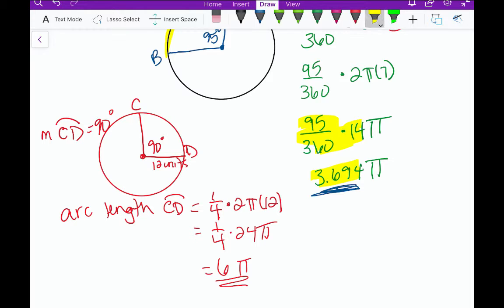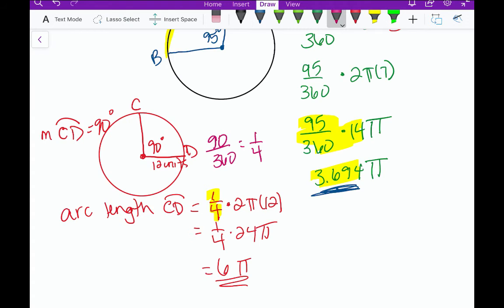Again, where did this 1/4 come from? The 1/4 came from 90 over 360 can be simplified to 1/4. Just like you can clearly see that that looks like 1/4 of the circle. If you're looking at the semicircle, remember that's half the circle. So the semicircle arc length is going to be half of the circumference of the circle.